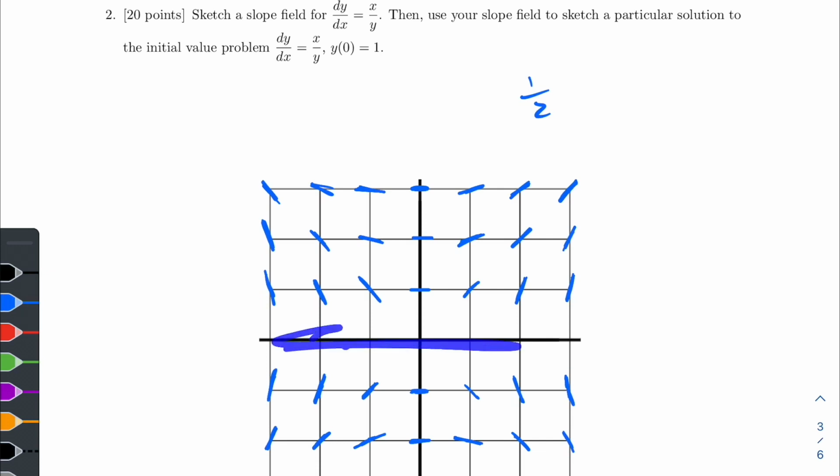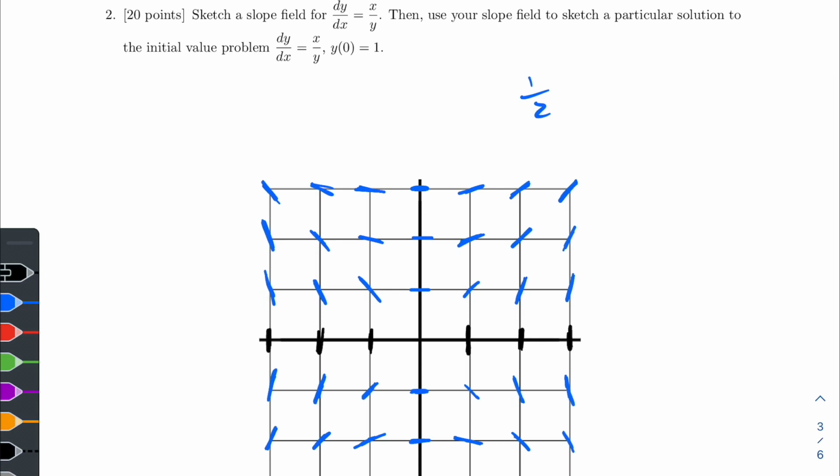Notice that I didn't do anything on the x-axis, so you could make sense of this. Like 1 over 0, you can interpret that to have a slope of infinity, so it's just a vertical line, but then it would be super undefined at 0, 0. We won't really worry too much about that.